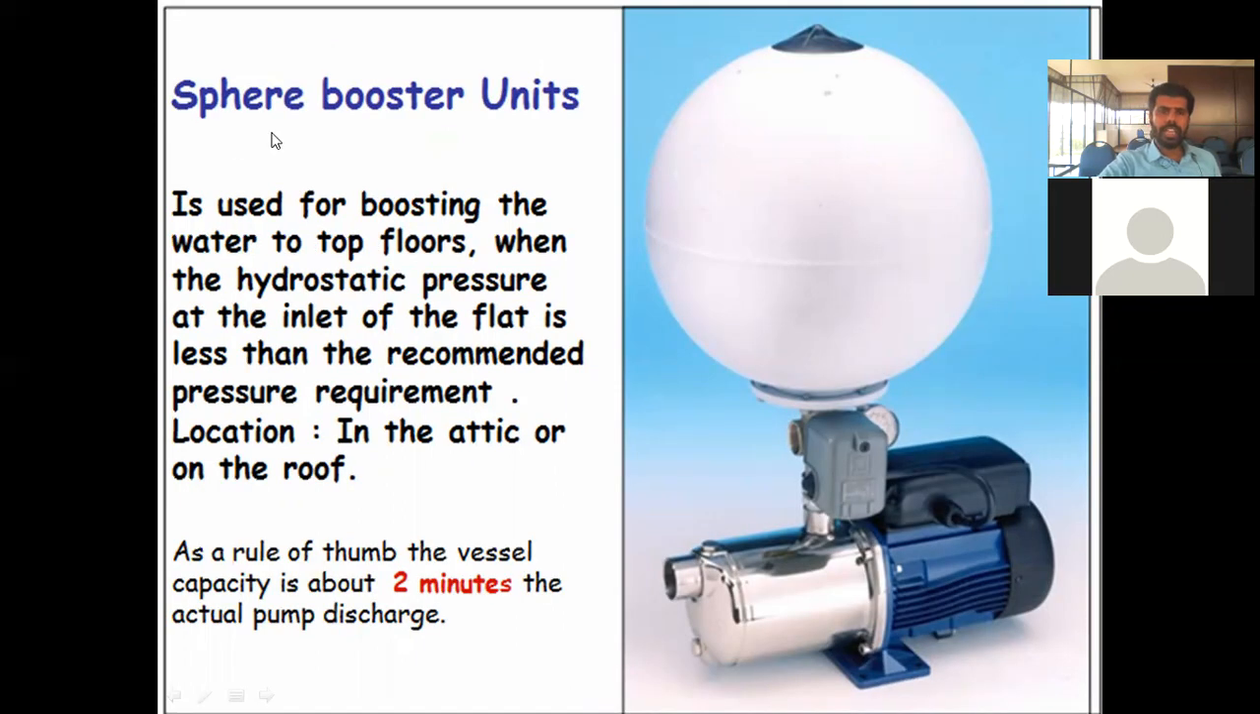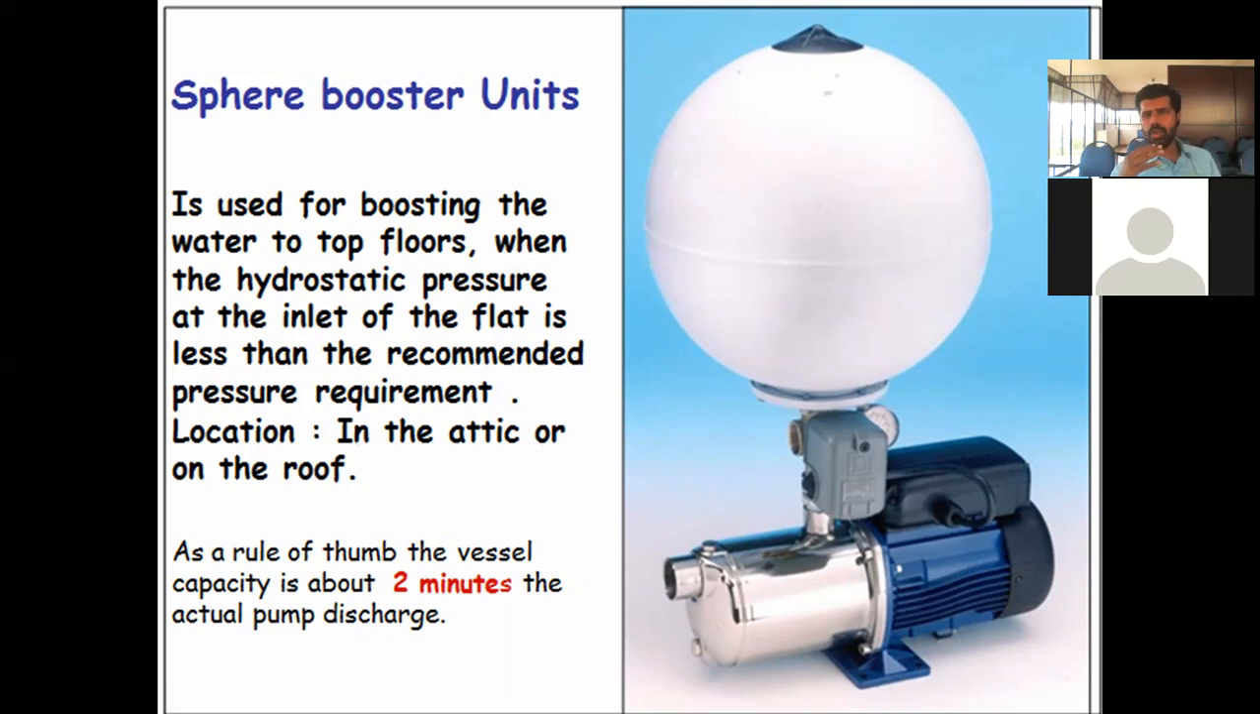It is used for boosting the water to top floors when the hydrostatic pressure at the inlet of the flat is less than the recommended pressure required. So if the pressure is very low at the inlet or at any fitting end, we can use the booster pumps. Usually the location will be in the attic or on the roof.